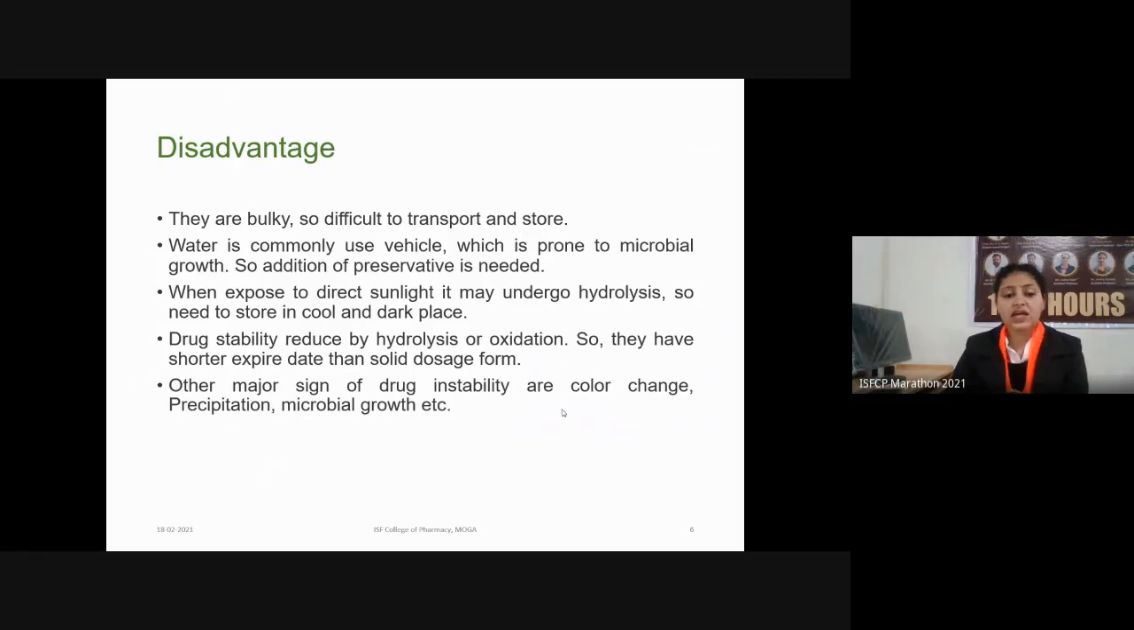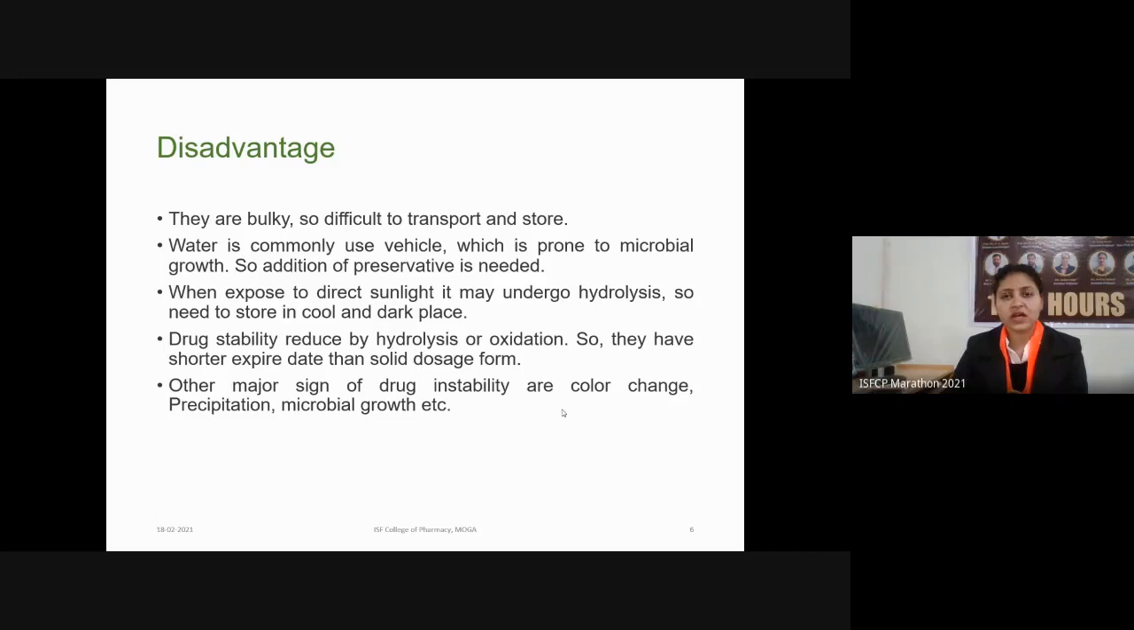The next disadvantage of the monophasic liquid dosage form is that drug stability reduces by hydrolysis and oxidation. Because of the water and the oxygen present in the environment, they can reduce the stability and cause hydrolysis and oxidation of the drug product. That is the reason that the monophasic dosage form, or any liquid dosage form, has a shorter expiry date than solid preparations.